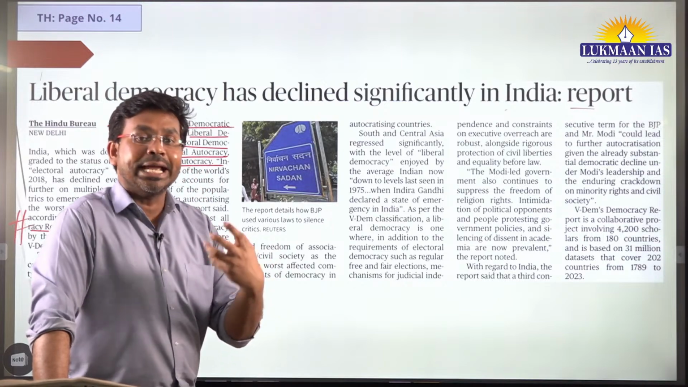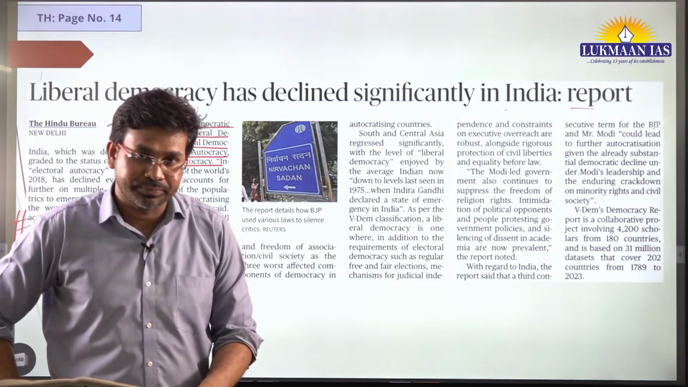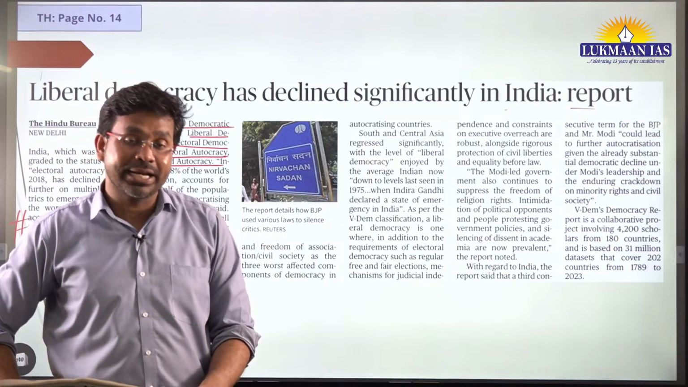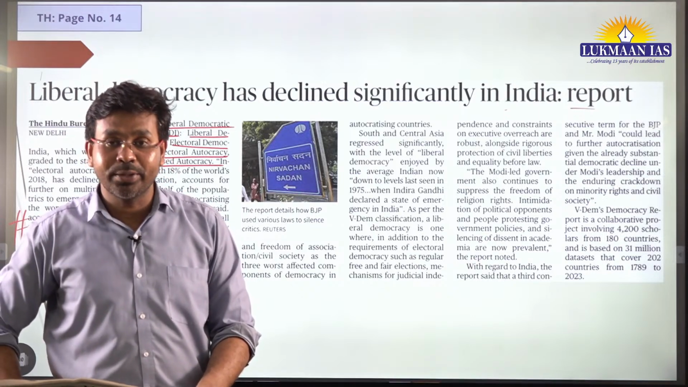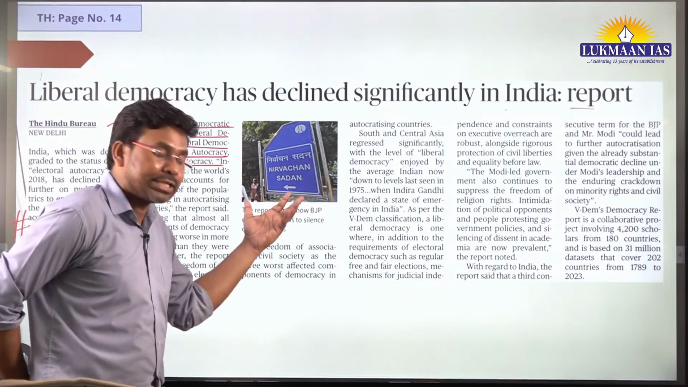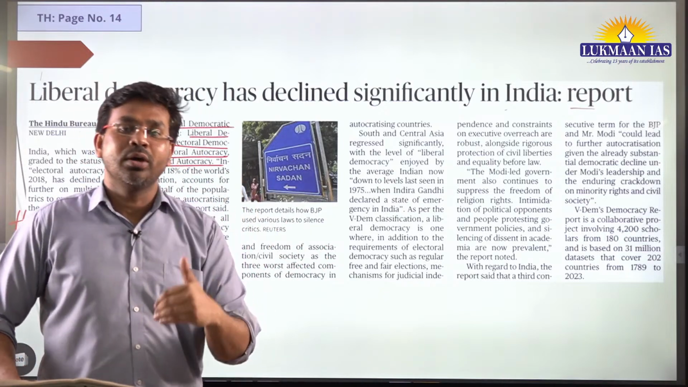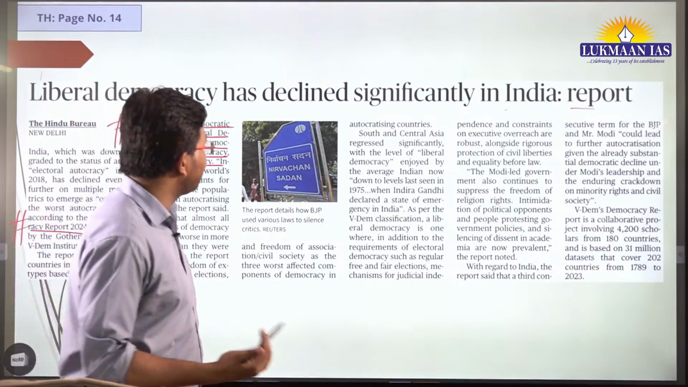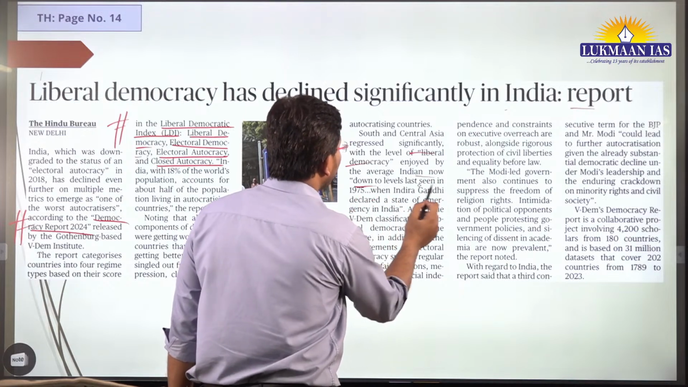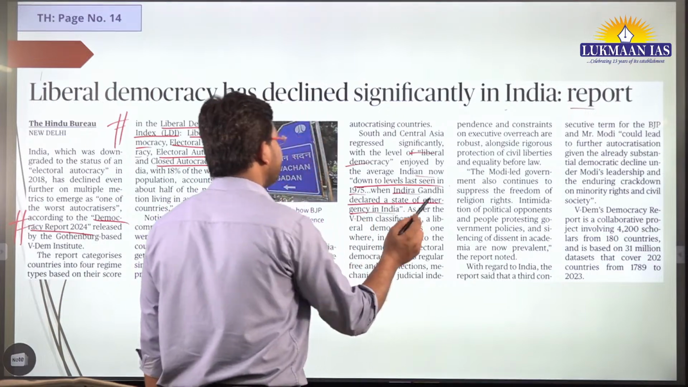During 1975, a state of emergency was imposed by Indira Gandhi. At that point of time, it was alleged that democracy was under threat, that people were not given proper democratic rights, their rights were taken away. Similarly, at this point of time, this report showcases that the level of democracy in the country has gone below even 1975. It says that the liberal democracy enjoyed by the average Indian is now down to levels last seen in 1975 when Indira Gandhi declared a state of emergency in India.